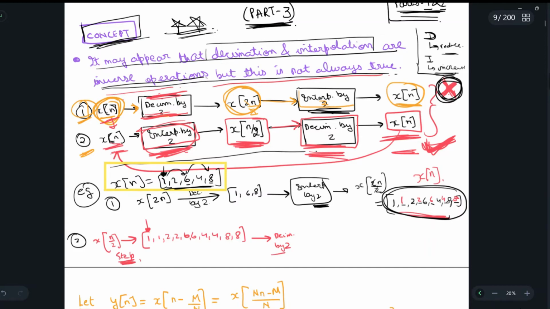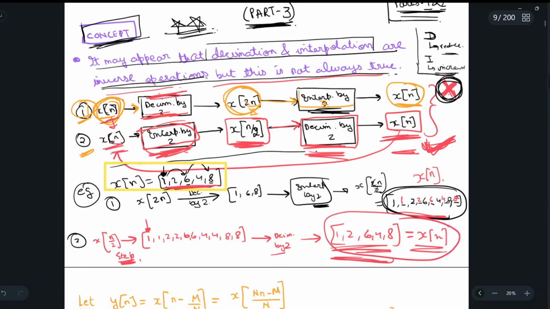So now on doing decimation, what you will get the answer as, let me write it again. That is, on decimation you will get 1, 2, 6, 4 and 8. This will be your final answer. Now take a check whether it is equal to xn or not. Yes, it is. This was the original signal, and this is our answer. And these two match each other. Hence, our second case will give us the correct answer.